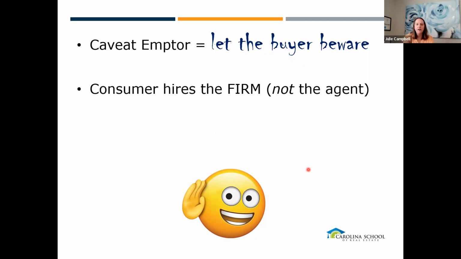When the consumer hires us, they don't hire us. They hire the firm that we're affiliated with. Now, every single agent I know, myself included, runs around talking about my buyer, my seller. But guess what? It's not my buyer. It's not my seller. It's the firm's buyer. It's the firm's seller. The agency relationship is with the firm. The firm allows me to work with their buyer and their seller.